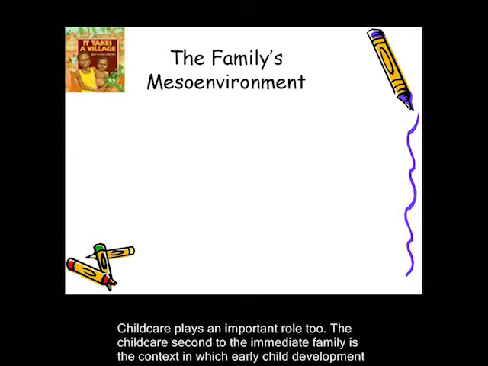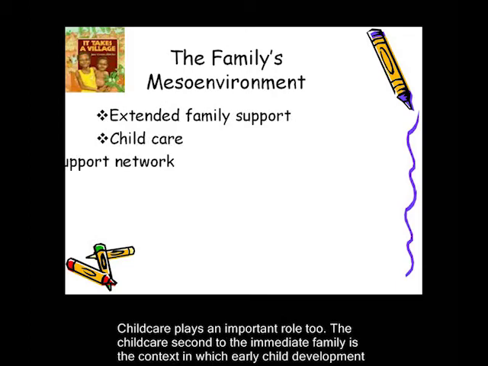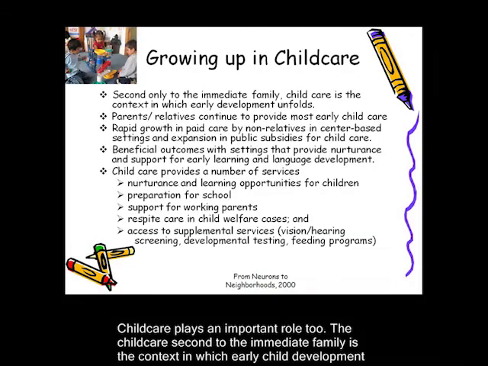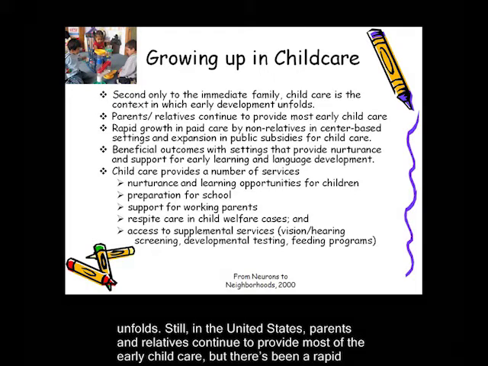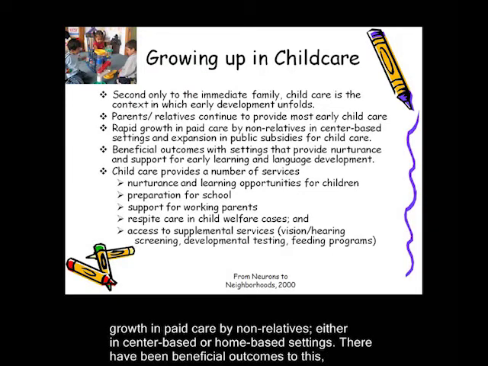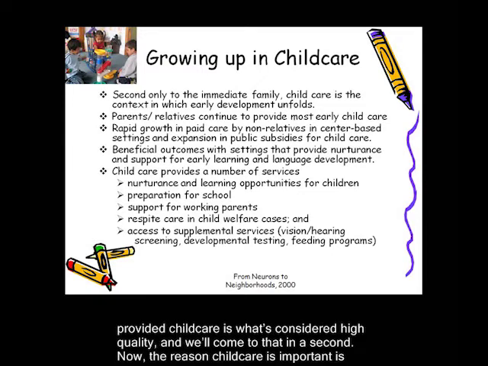Childcare plays an important role too. Childcare, second to the immediate family, is the context in which early child development unfolds. Still, in the United States, parents and relatives continue to provide most of the early child care, but there has been a rapid growth in paid care by non-relatives, either in center-based or in home-based settings. And there have been beneficial outcomes to this, provided childcare is what's considered high quality, and we'll come to that in a second.